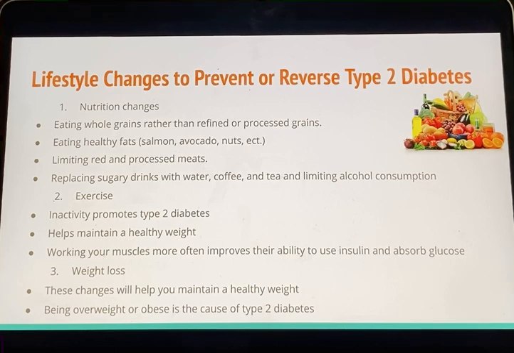Exercise. Inactivity promotes type 2 diabetes. Exercising helps maintain a healthy body weight. Working your muscles more often improves their ability to use insulin and absorb glucose. Weight loss. Changing your nutrition and your exercise will help you maintain a healthy weight. Being overweight or obese is the cause of type 2 diabetes.